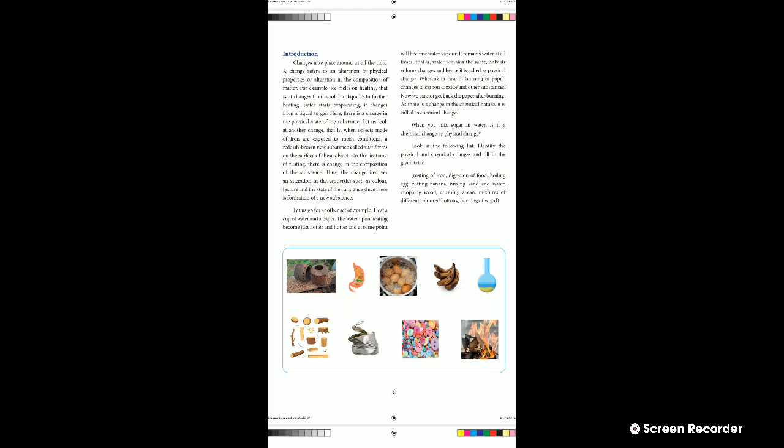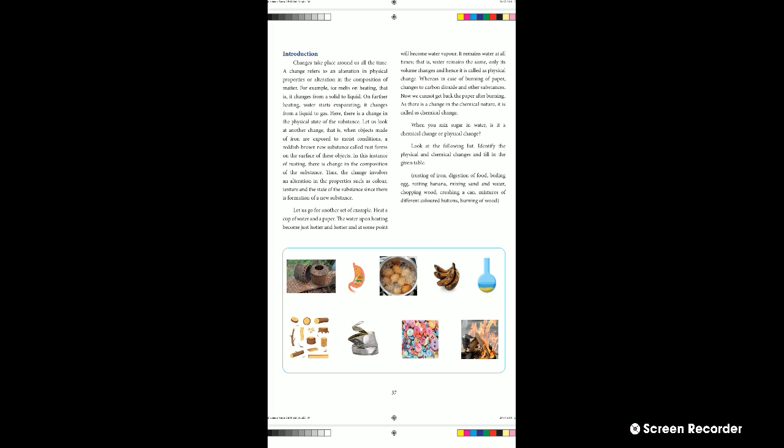Okay, rusting of iron. In the diagram, the first one is the rusting of iron. After rusting, it does not come back to the same position, which means the change is a chemical change. After some time it does not take the same position. If you eat any fruit, the digestion is also a chemical change only.